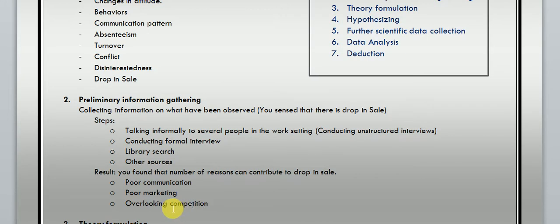Why? Because when you do not compete in the market, other competitors use some strategies. That is why they attack your business. So that can also be a reason. So these are some information you have collected in the preliminary information gathering with the help of these steps, and this information you are trying to collect about a problem you have sensed and felt, and that was the drop in sale.